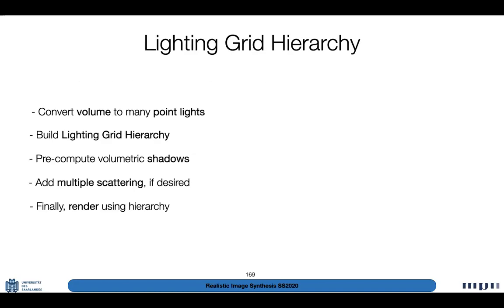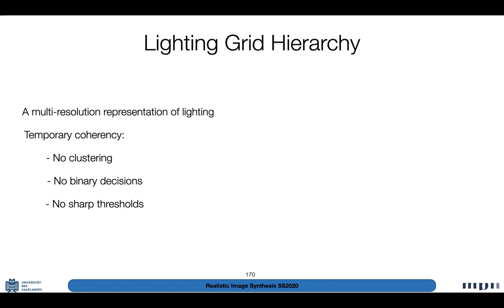The idea which was proposed is called lighting grid hierarchy. The way it works is that they convert the volume to many point lights, the virtual point lights. They build a grid hierarchy. They pre-compute the volumetric shadows in cube maps. I will not go into details on that. And they allow you to add multiple scattering if required. So they can do single scattering, and if desired, multiple scattering can also be added. And once this hierarchy is created, they simply render using this grid hierarchy.